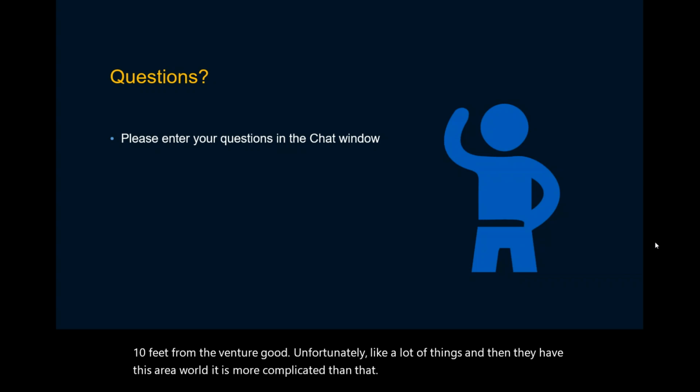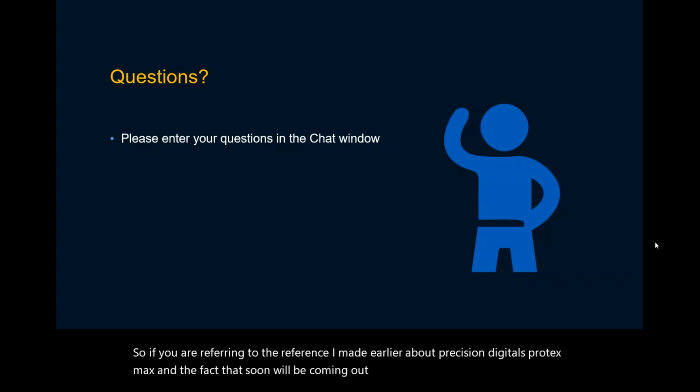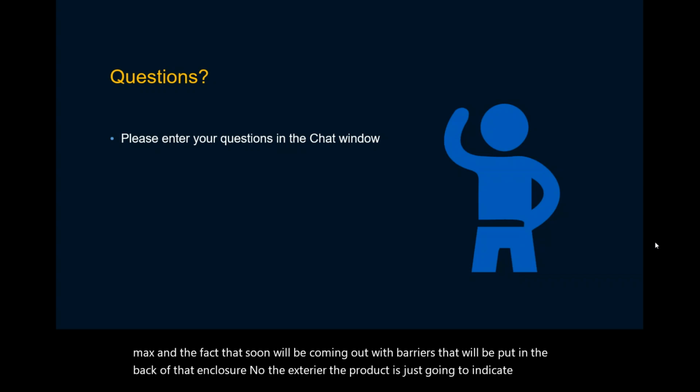Next one I have, will the exterior of the device indicate the IS barrier is contained within the device? I'm sorry. So if you are referring to the reference I made earlier about Precision Digital's Protex Max and the fact that soon we'll be coming out with barriers that will be put in the back of that enclosure, no, the exterior of the product is just going to indicate the Protex Max information.